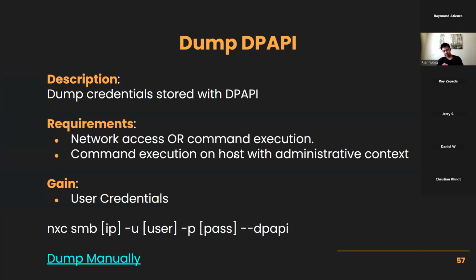For DPAPI, again, you're going to be using netexec, but there's also a way to dump it manually, which is a lot more advanced version. Hacker Recipes has a walkthrough on how to do that. Well, it's not great, but it does show you how to do it. Requirements again: you're going to have execution on the machine. When I refer to command execution, I'm referring to just having a session on the machine, right? So if you do Evil-WinRM or RDP, those will all fall under command execution.